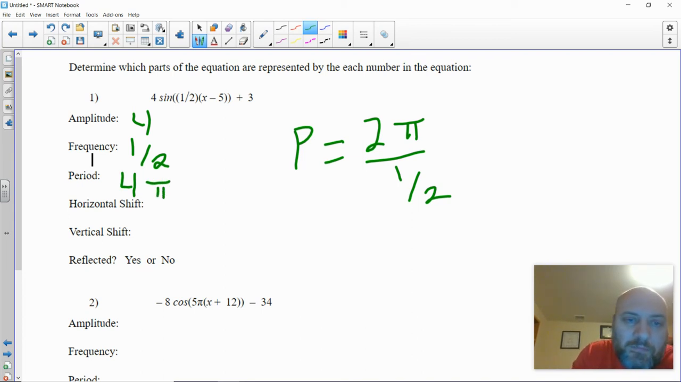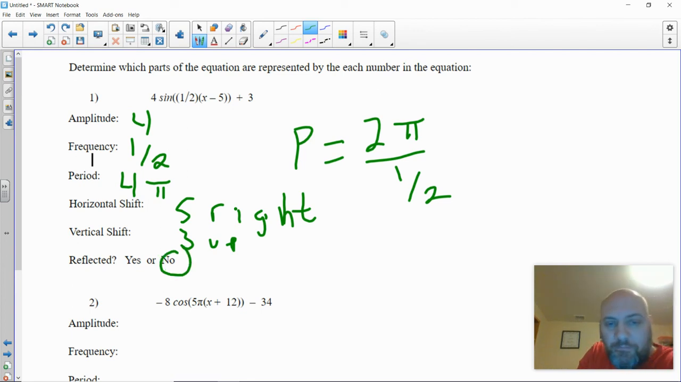The horizontal shift is inside the parentheses with the x. So there's a horizontal shift of 5. It's positive 5 in the equation. So it is 5 to the right. Remember, our standard equation is x minus h, so the h value is positive. My vertical shift is 3. It's positive, so it's going up. There are no negative signs in front of the 4 or the x, so there are no reflections.